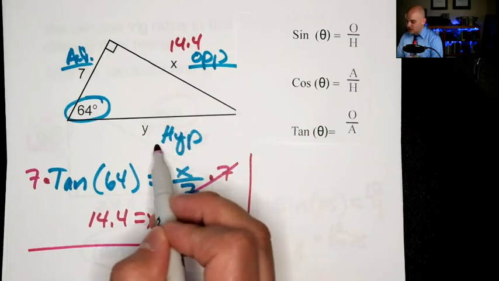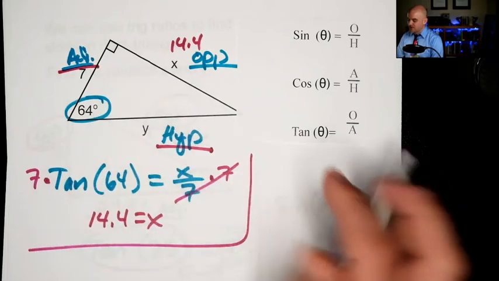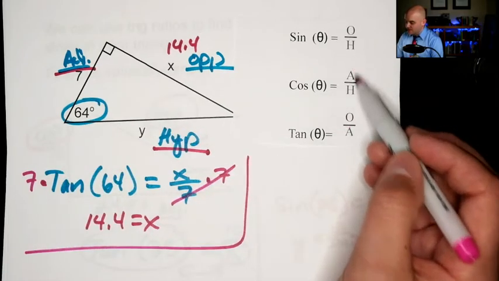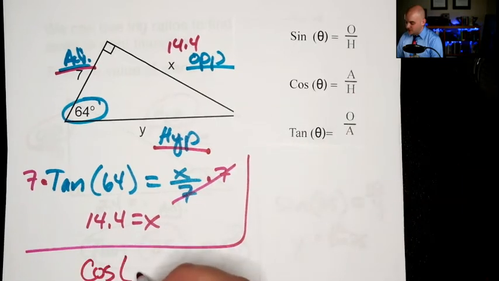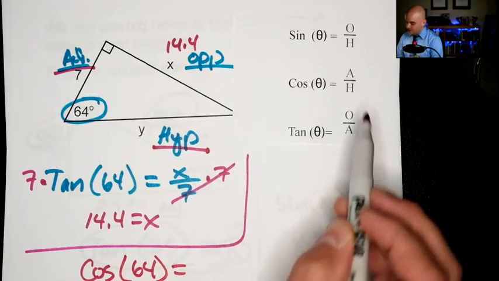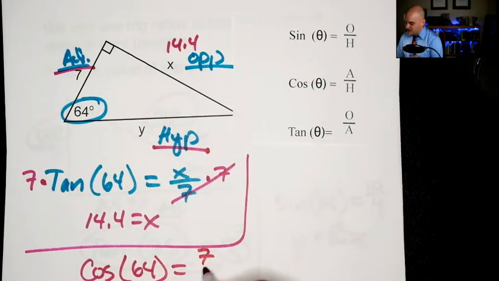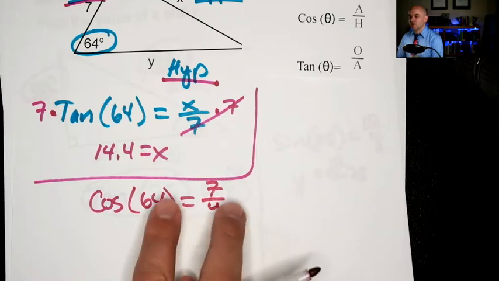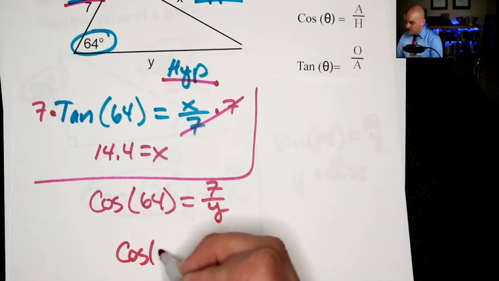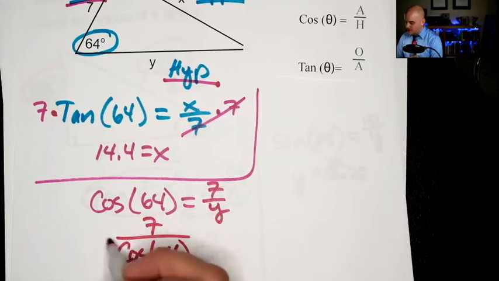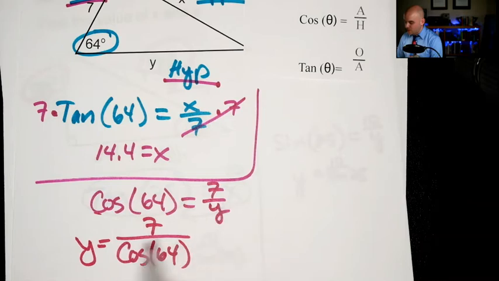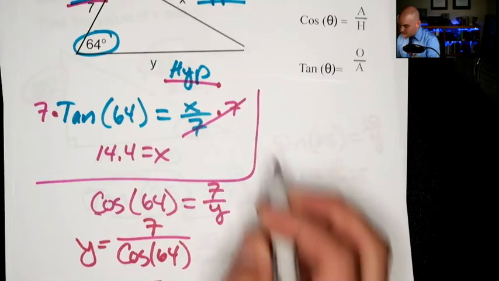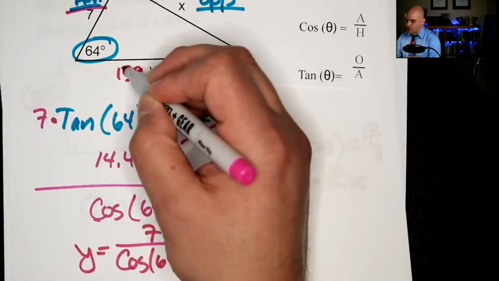To find the y value, I want to know the hypotenuse, and I know the adjacent. So the only one that uses adjacent and hypotenuse is cosine. So I'm going to use the cosine function and say cosine of my angle is equal to the adjacent over the hypotenuse, or 7 over y. Now, here I do have the variable in the denominator, so I'm going to use the switching property. And I get 7 over the cosine of 64 is equal to y. I'm just switching cosine of 64 and y. And now I'm going to punch that in my calculator. So I type in 7 divided by cosine of 64, and I get 15.9. So 15.9 is my value for y there.